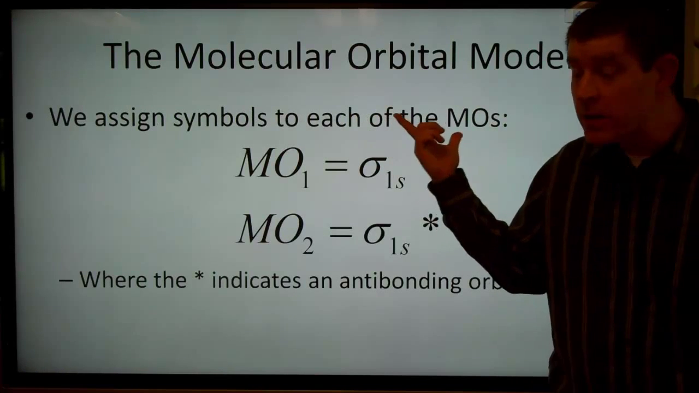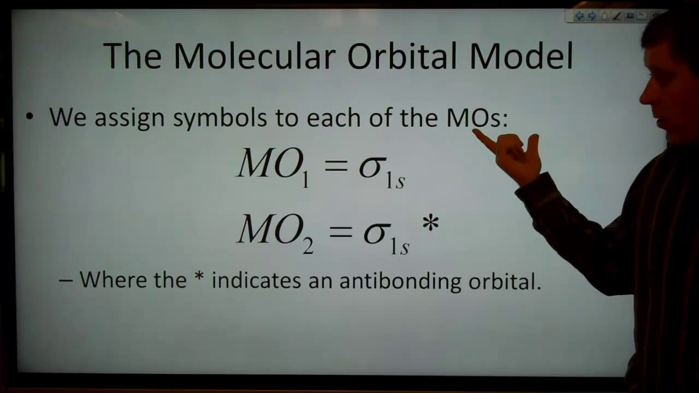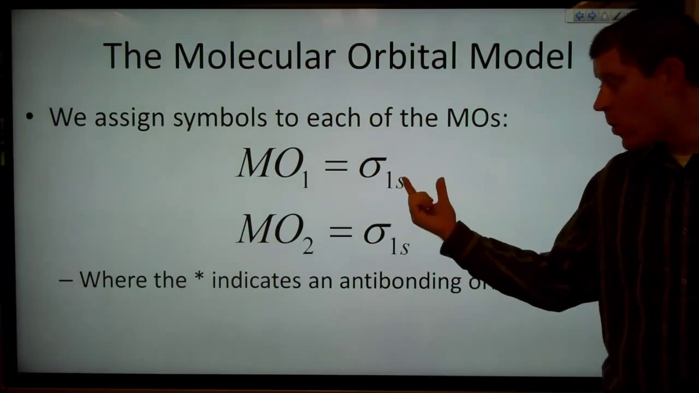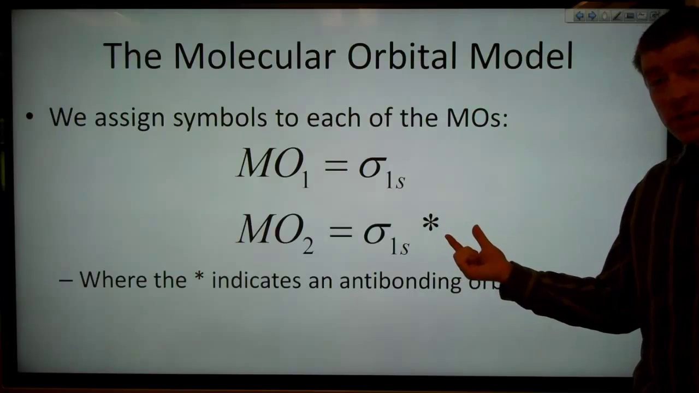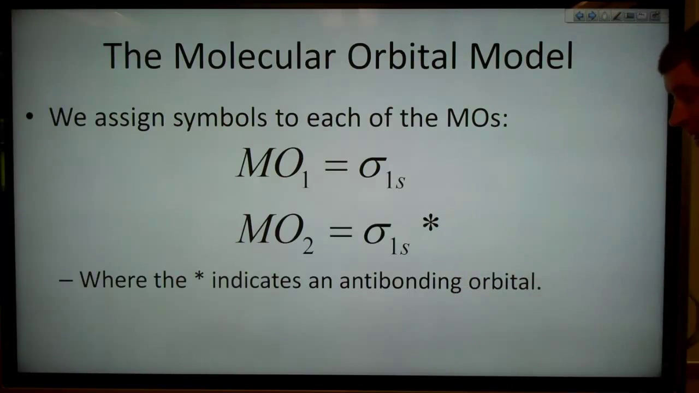So we can assign symbols to each of these molecular orbitals. MO1 we can call sigma 1s, and MO2 we can call sigma 1s star, where this star, this asterisk, indicates an antibonding orbital.